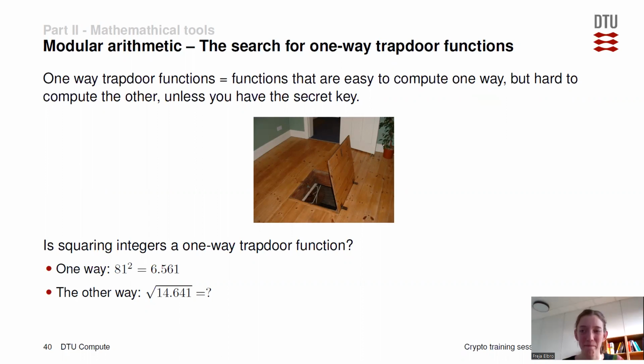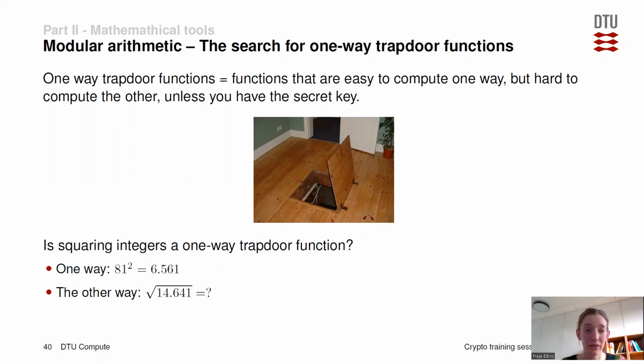so hopefully we shouldn't be interrupted again. Okay, so we were talking about these one-way trapdoor functions, and the last thing I wanted to do here was just to talk about this one function that might or might not be a one-way trapdoor function, just to give you an idea of this concept of one-way trapdoor functions.